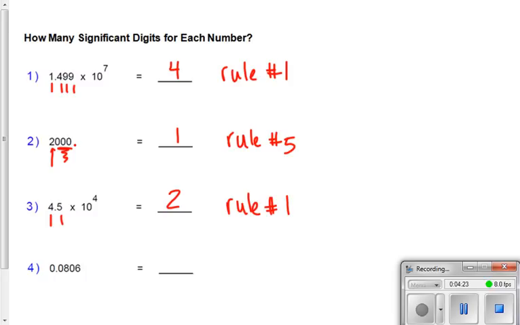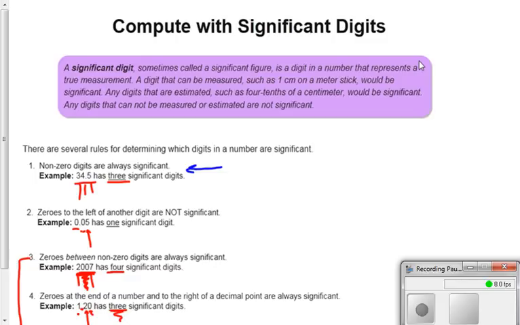0.0806, these zeros on the left, they're all zeros to the left. Those are not significant digits. So the 8, 0, and 6 would be significant digits because this 0 is in between 2 non-zero numbers. So this has 3 significant digits, and this would be according to rule number 2. If you look back at rule number 2, it talks about zeros to the left. So zeros on the left over here are not significant, and that's how they had only one significant digit in that example.